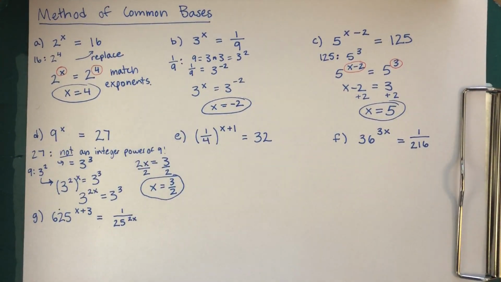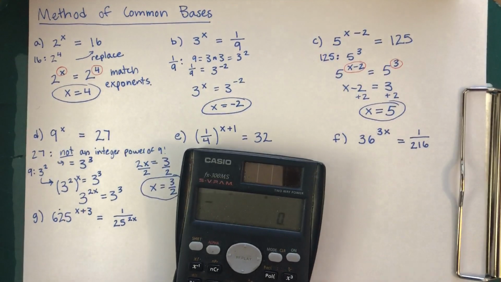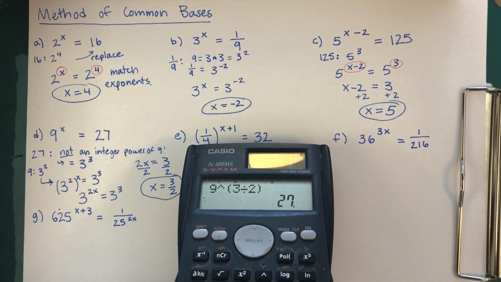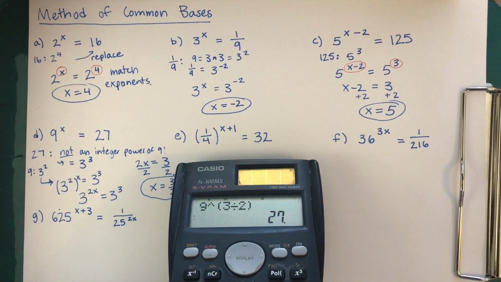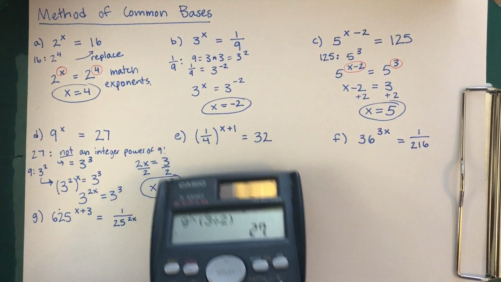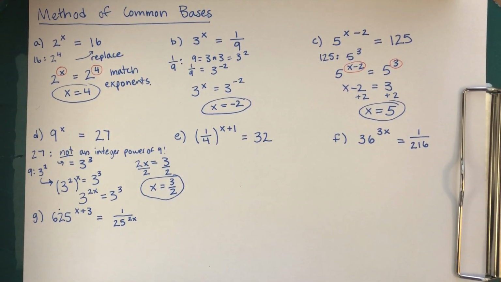Okay, and if you want, we can check and find that this should actually work. If I do 9 to the exponent 3/2, I do get 27. You don't need a graphing calculator for this. You should be able to do it in a scientific calculator, or you can also type it into Google, pretty much just like it looks here. Okay, so that works.